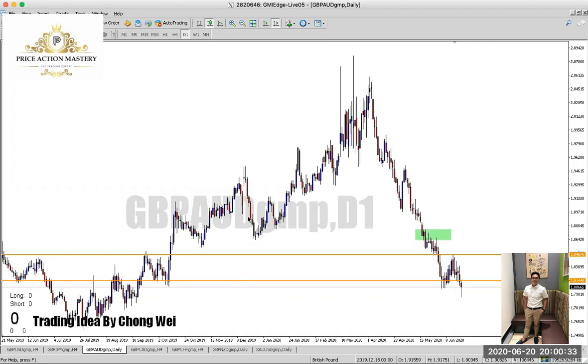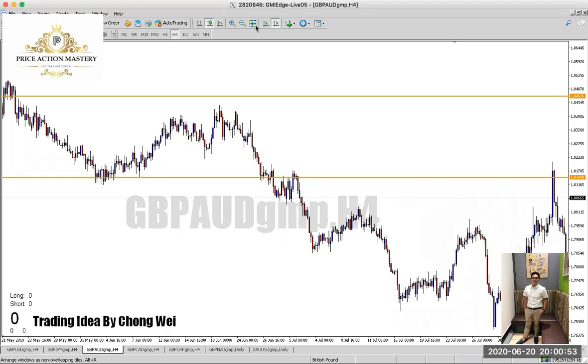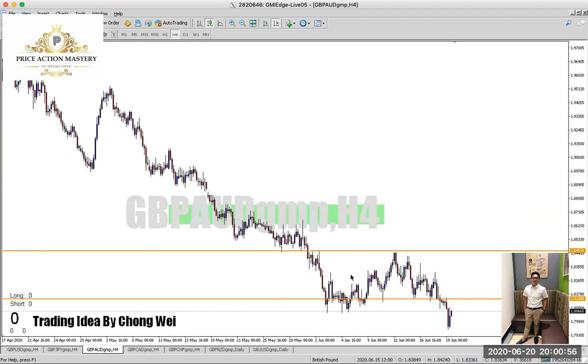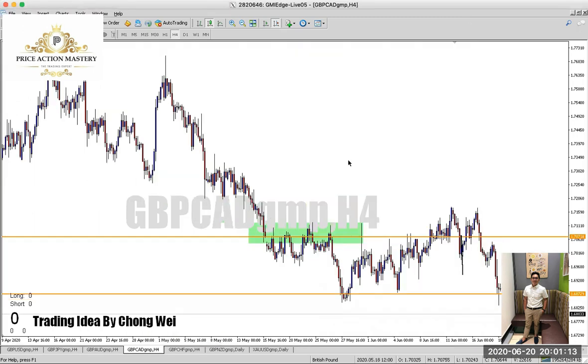Can you see that? So for this GBP AUD we can still see downside. Still see downside. This is our critical point. We will be expecting the market to retest here and have a drop. So this is for GBP AUD.